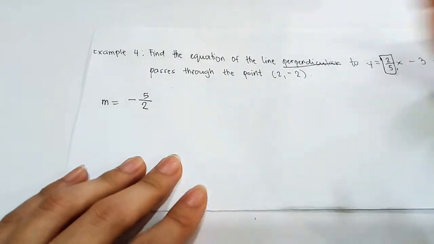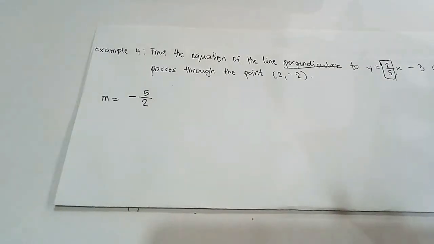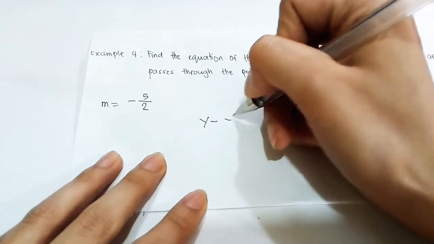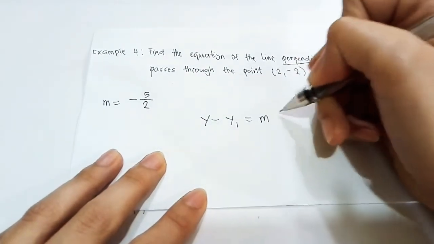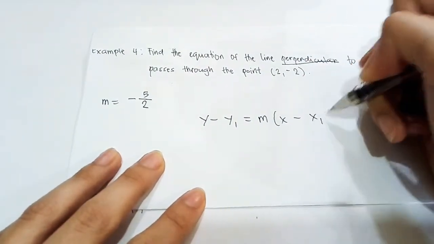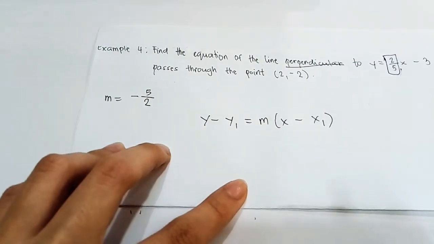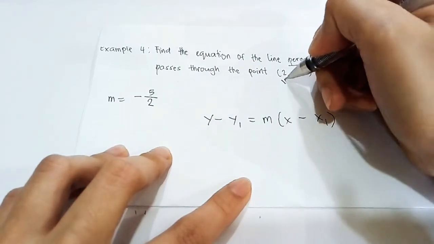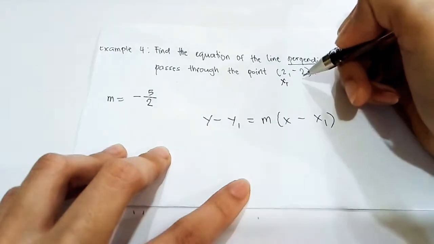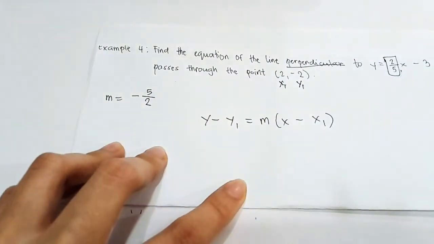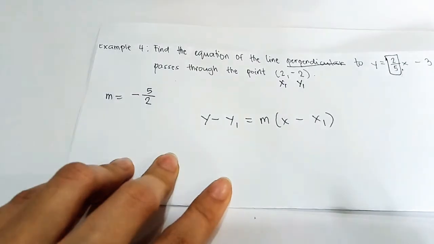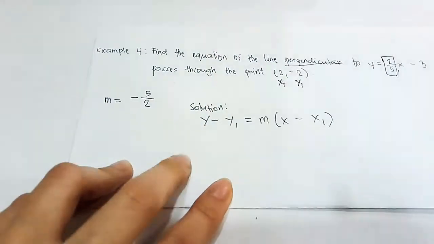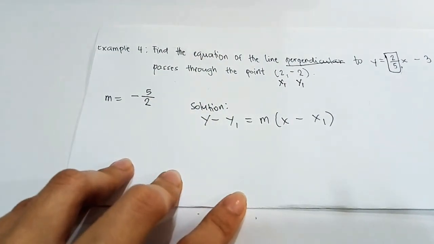And next, we can use the point-slope form, which is y minus y sub 1 equals m times (x minus x sub 1). So we have here a point (2, -2). So 2 is the x coordinate, so this is x sub 1, and negative 2 is the y coordinate, this is y sub 1. And then, to solve, we're going to substitute the values.